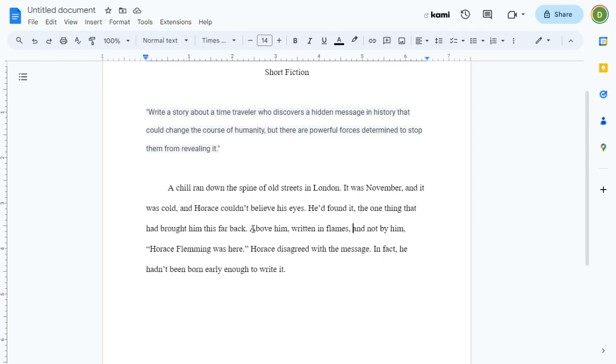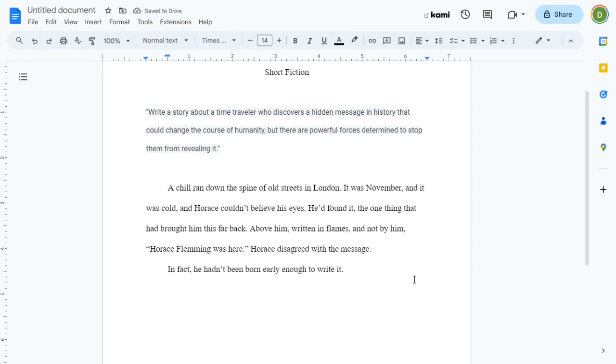So this is a good paragraph, but now we're going to talk about this last sentence and what we can do with it to drive the emotion a little bit differently and maybe a little bit better. A paragraph has its own kind of momentum. Horace Fleming was here. Horace disagreed with the message. In fact, he hadn't been born early enough to write it, and it kind of flows right into that idea. Well, what if we want to add a pause, an emotional break for the reader to start painting their own picture of that emotion in their head? Let's make a new paragraph.